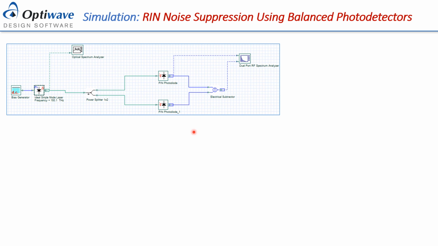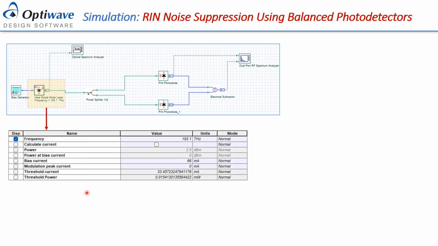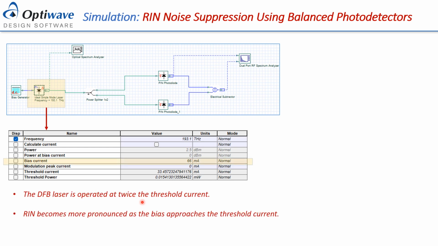It is fairly simple to model the previous experimental setup in OptiSystem. Here we have a DFB laser modeled as an ideal single-mode laser where there is no input modulation and the bias is set from inside the component. In this particular case, the default threshold current is 33 milliamps. We'll be operating at around 66 milliamps, so this is twice the threshold current.